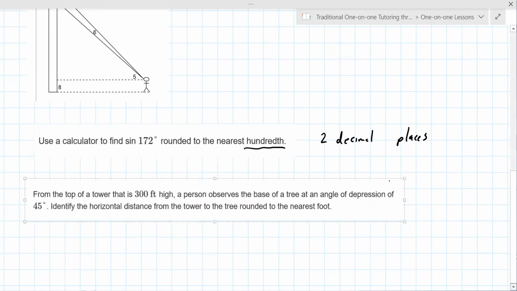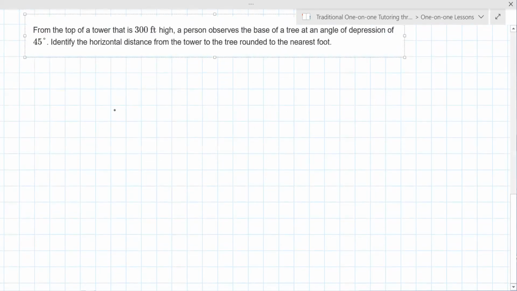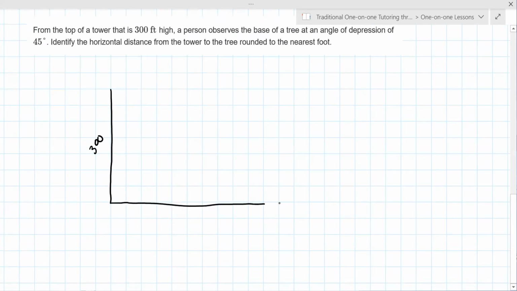From the top of a 300-foot high tower, so here's your tower. It's 300 feet tall. A person observes the base of a tree, so there's a tree out in the distance. These are triangle problems. And the angle of depression is 45 degrees. So which other angle in this triangle is also 45 degrees? That would also be the angle of elevation. That's right, which is down here.